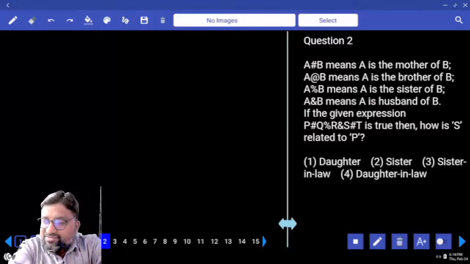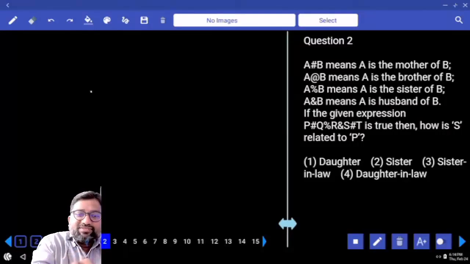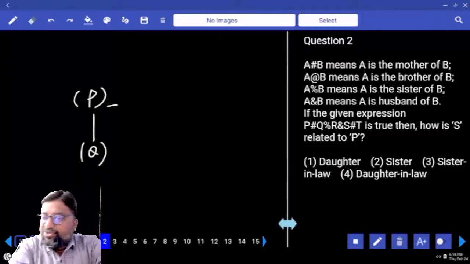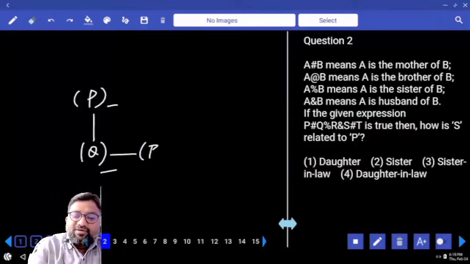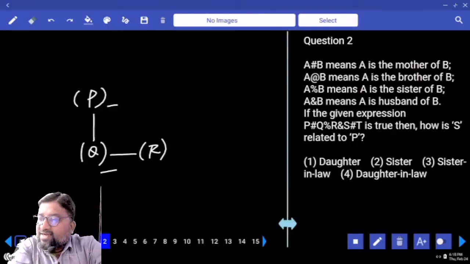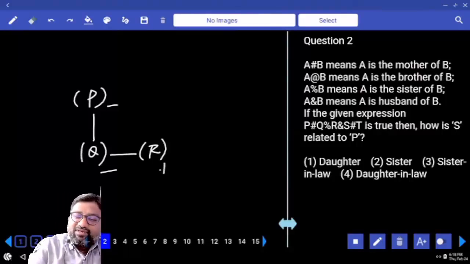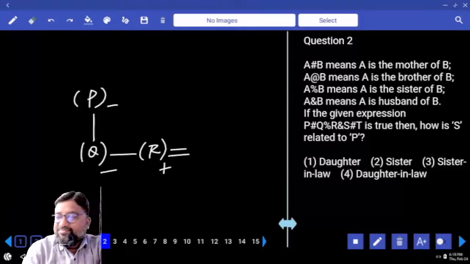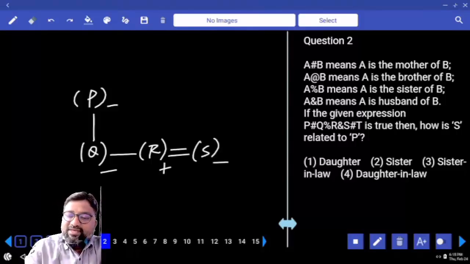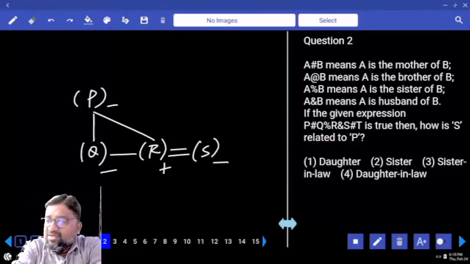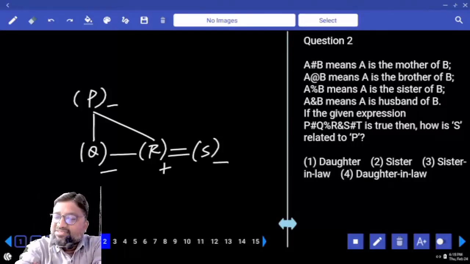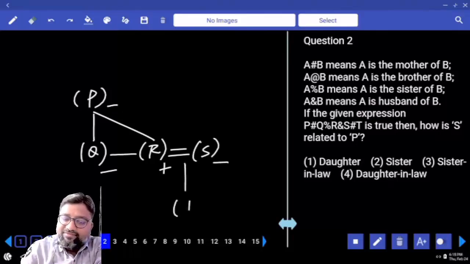So let's try to solve this question here. P hash Q. What is P hash Q? P is the mother of Q. Next, Q percentile. Q is the sister of R. R ampersand. R is the husband of S. Automatically S is female. Q and R are siblings. Next, S hash T. What is S hash T? S is the mother of T.